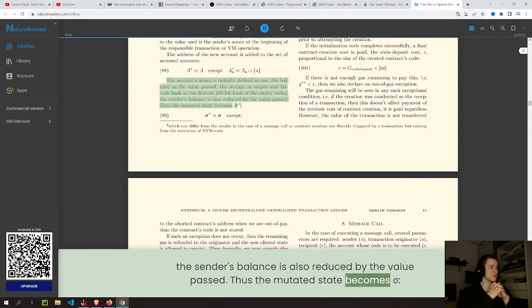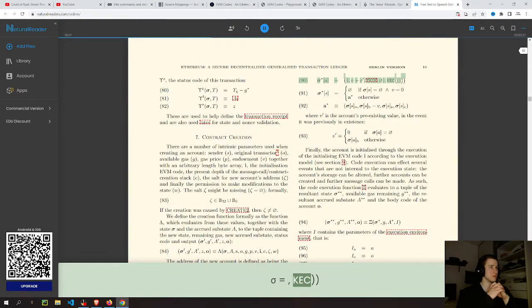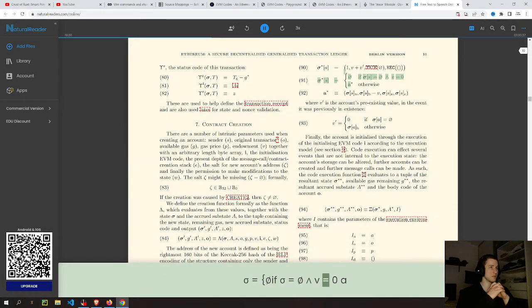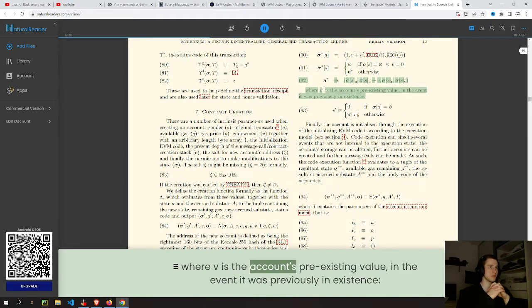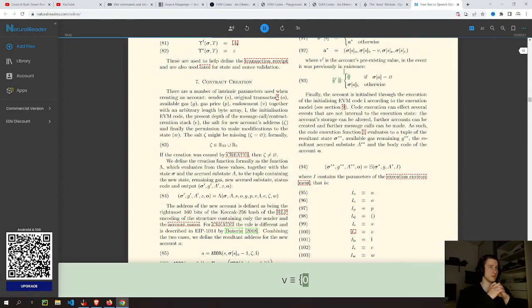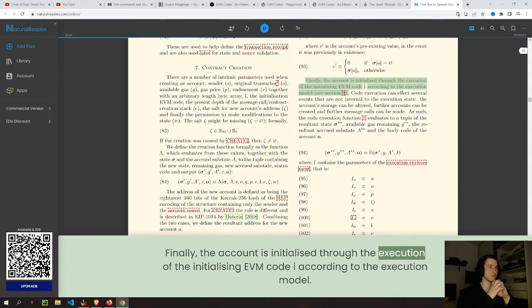Thus the mutated state becomes sigma star. Sigma star equals sigma except sigma star of a equals the new account, where v is the account's pre-existing value, in the event it was previously in existence, v0 otherwise. Finally, the account is initialized through the execution of the initializing EVM code I according to the execution model.